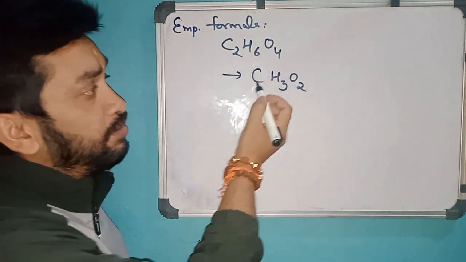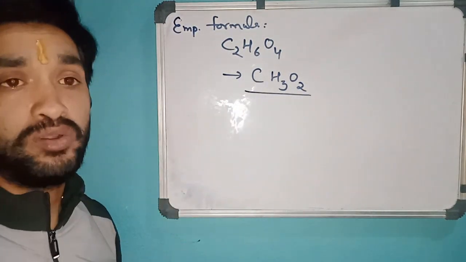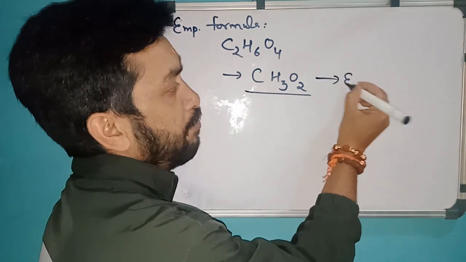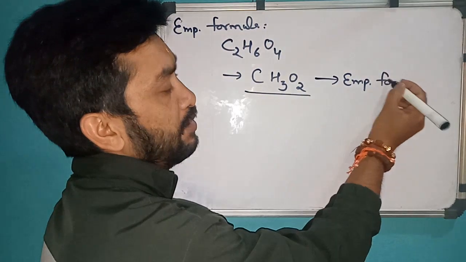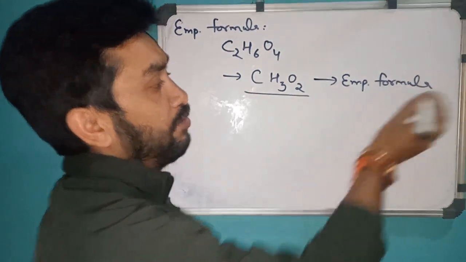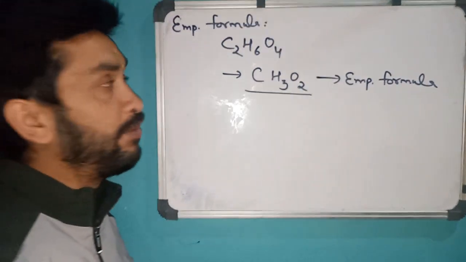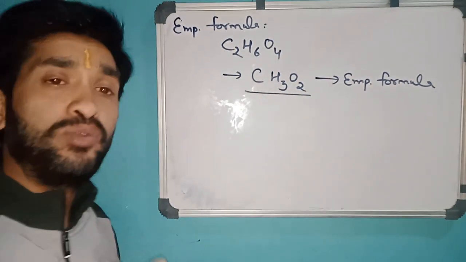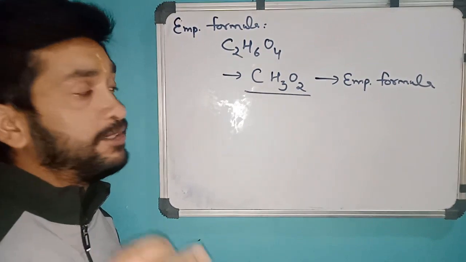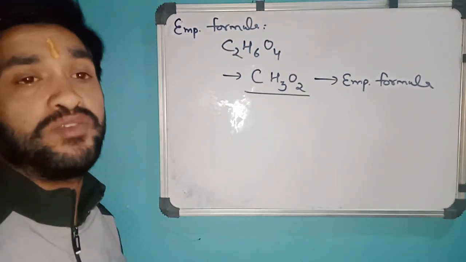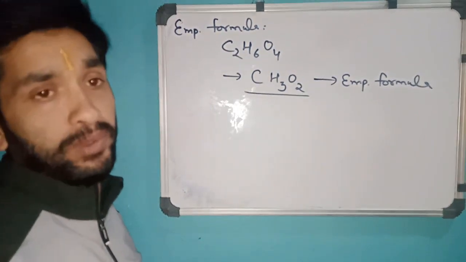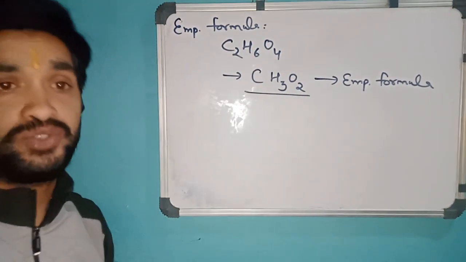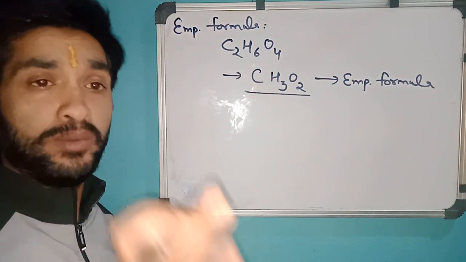Clear. So the formula that you are getting right now is called as empirical formula. This is your empirical formula, and from here what you can conclude about your molecular formula. What is molecular formula? Molecular formula tells you the actual number of atoms present in the molecule of a compound. Okay, the molecular formula tells you the actual number of atoms. I'm talking about actual numbers.